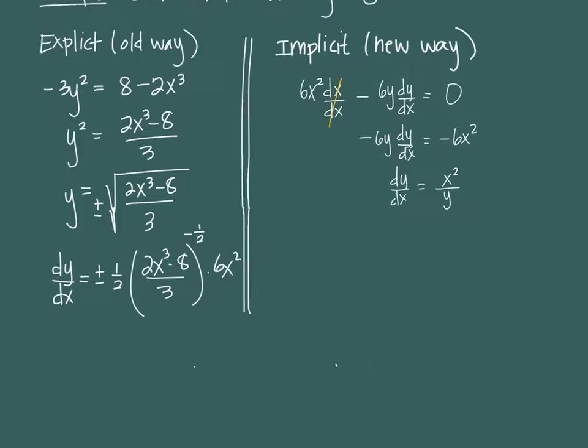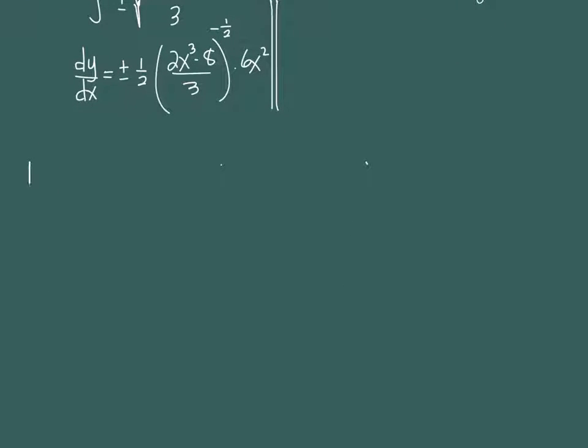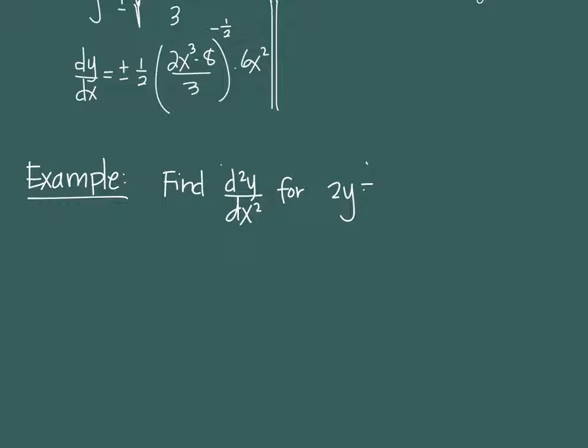All right, so let's try it again with another function, and we're only going to do it one way this time. So let's find the second derivative, d2y. And we're going to find that second derivative for the equation 2y equals x squared plus sine y.